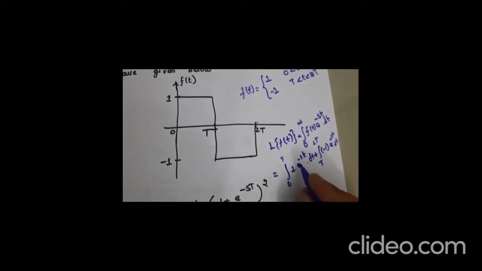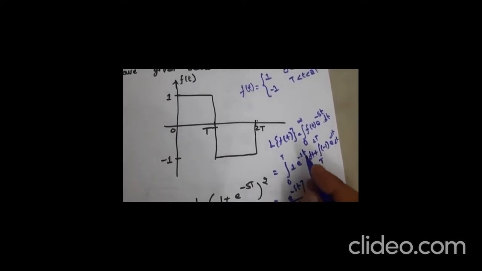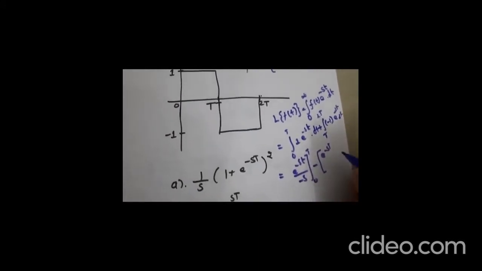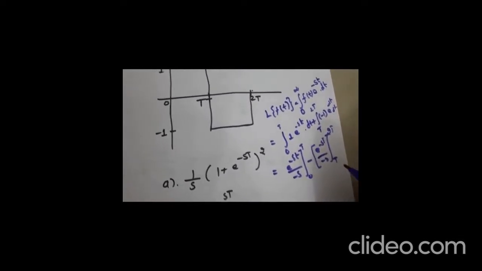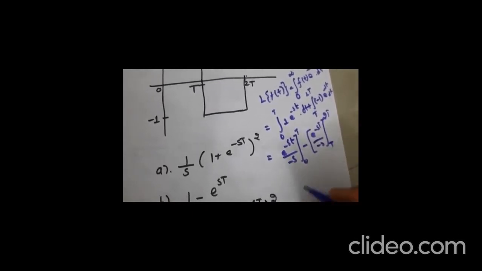Solving this, we will get e power minus st divided by minus s, which is the integration of e power minus st, and taking the minus outside, the limit for the first term is 0 to t, and for the second the limit is t to 2t. So next we have to solve this.